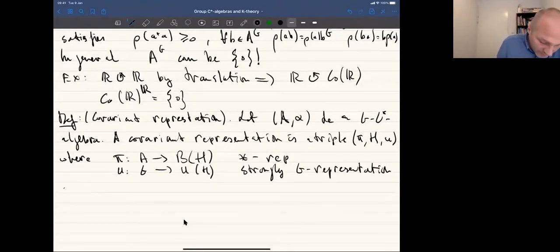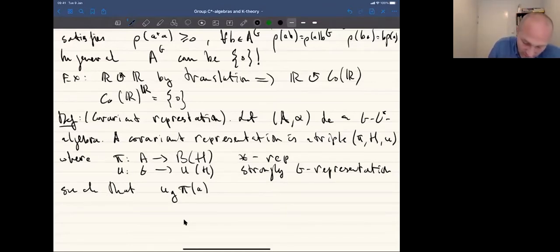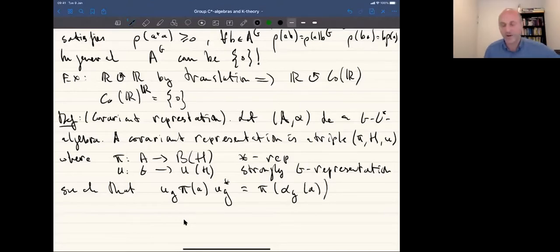And the requirement is then that if I take the unitary operator associated to g and I conjugate pi(a) by it, then what we should find is the pi of the acted upon element in the algebra itself. So this relates the representation of G on H to the given action on A. And that's what we call a covariant Hilbert space representation.